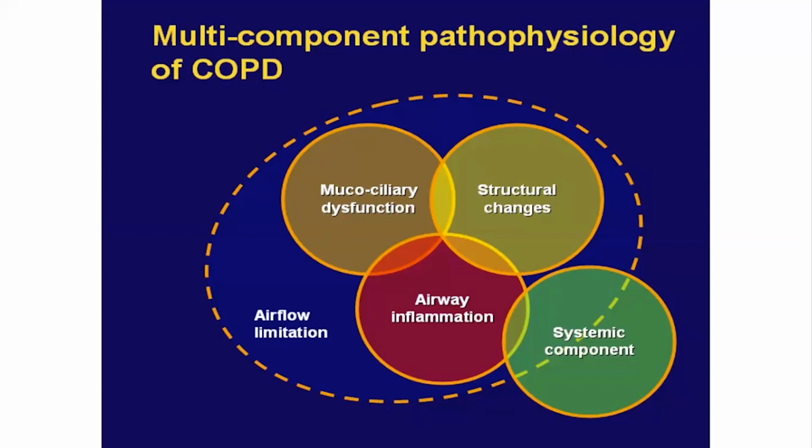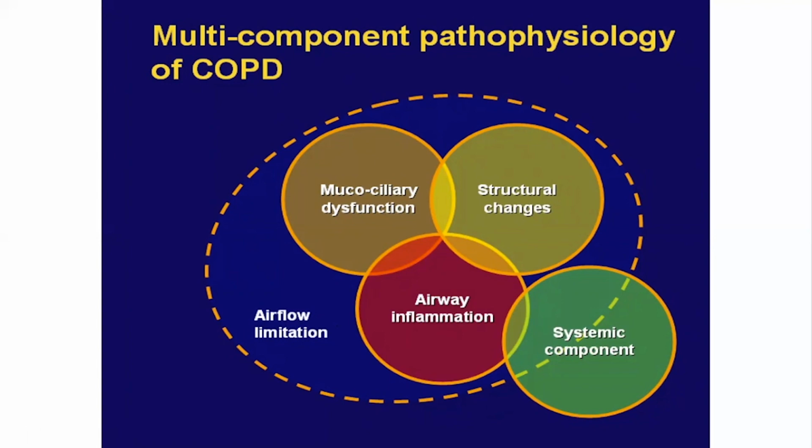Now, COPD is actually a multi-component disease. There are many things going on in a patient with this type of illness. So you can have dysfunction of your mucociliary apparatus. There can be destruction in the anatomy of the lung. There can be inflammation of the airways. There can be airflow limitation. And at the same time, there can be a systemic component.